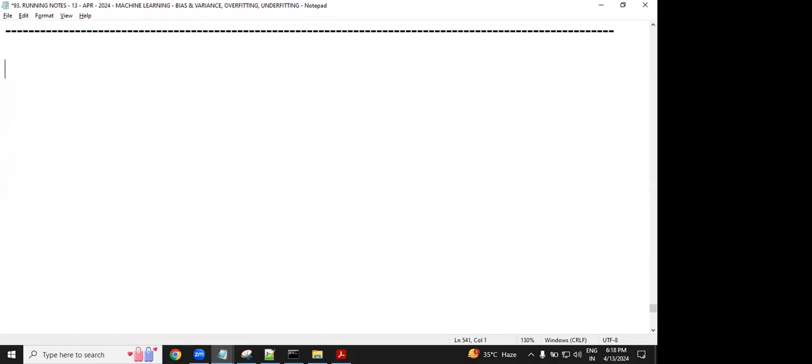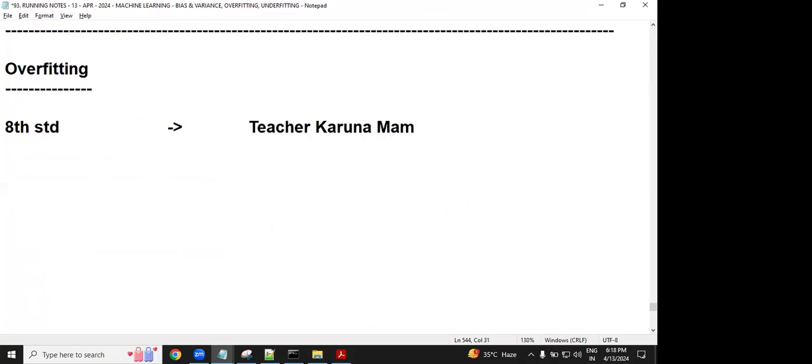The very first one is, I like this concept, overfitting first, and the next one is underfitting. Sir, in my eighth standard, going back to my childhood days, my teacher's name was Karuna ma'am, and she used to teach science. My friends were Vasu, Nirikshan, Shanti, Keshava.